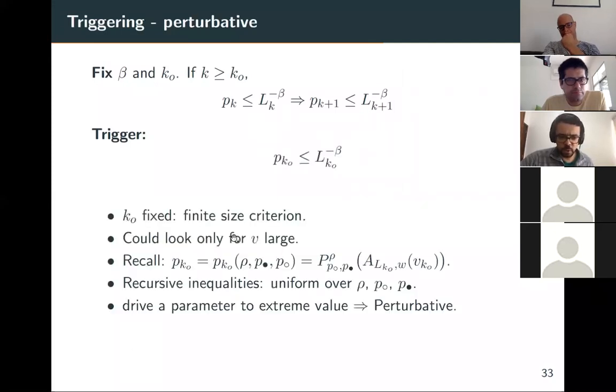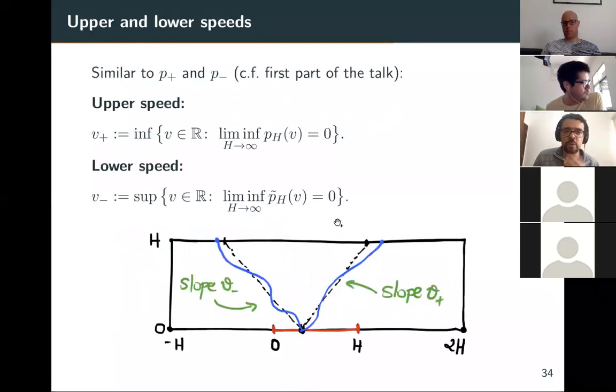So I was talking about the trigger, and one of the ideas could be, for instance, to drive one of these parameters, for instance the density, to a very high value, and then prove that you have the inequality in that fixed scale. But then your result would also be perturbative in that parameter. As in the first part of the talk, we have a way out of this.